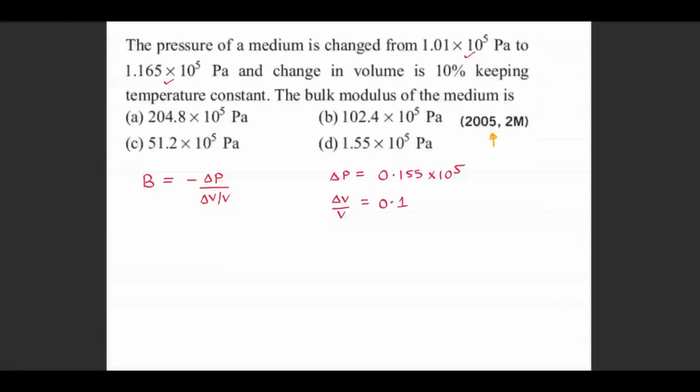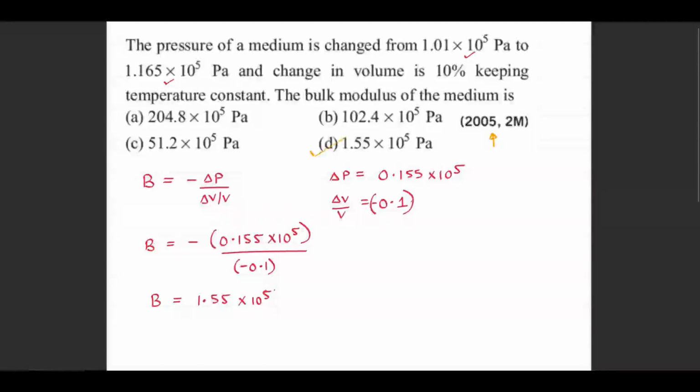If you convert that into fraction, that is 0.1. So if I put the values now, okay, obviously the pressure of the medium delta P is more, so this should have been a negative sign here. So this will then become bulk modulus, then will have a value of this, this is the required answer then, and this matches with option D.